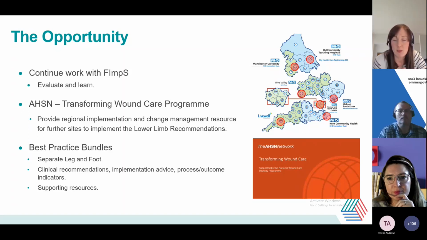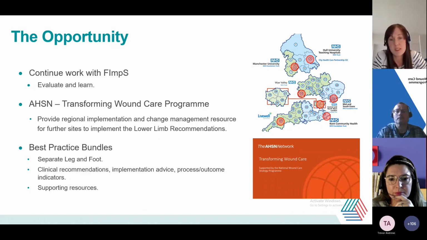The Academic Health Science Network are also providing implementation and change management support to some additional sites to implement the recommendations. The learning from all of those sites collectively is being used to enhance our resources, and we're now at the stage where we are going to be developing some best practice bundles. So these are going to be separate documents now for the leg and for the foot, and they'll incorporate the clinical recommendations and interventions, but also implementation advice and process and outcome indicators.